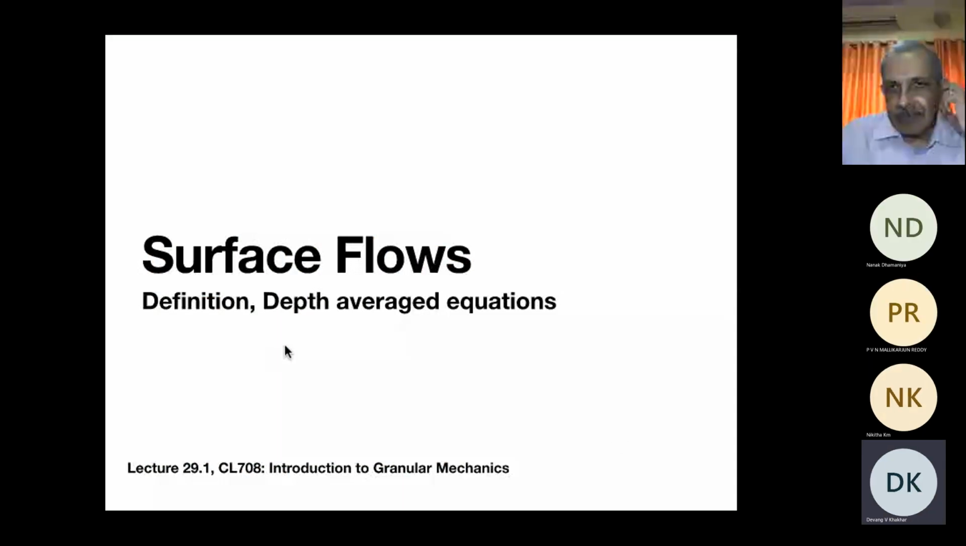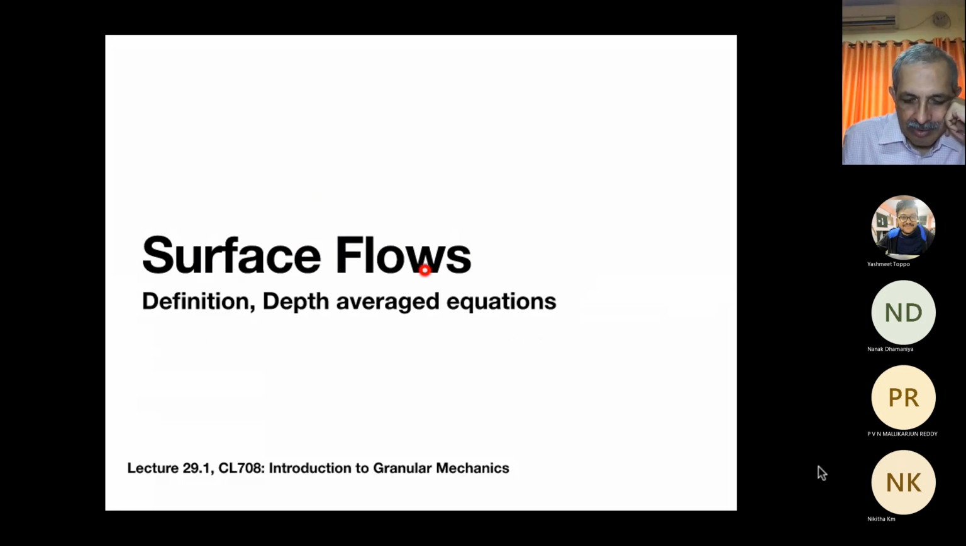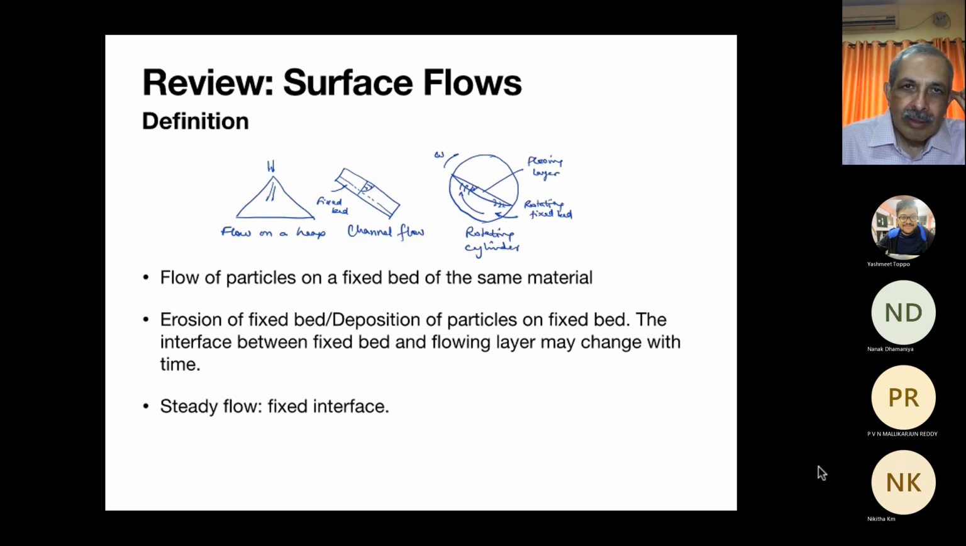In the last class, we started talking about a new topic, which is this idea of surface flows. Here, the basic idea is that there are many situations when you are dealing with granular materials in which you have flow of particles on a fixed bed of the same material. Some examples are flow on a heap, flow on a fixed bed, and flow in a rotating cylinder, where you have a flowing layer and a rotating fixed bed.